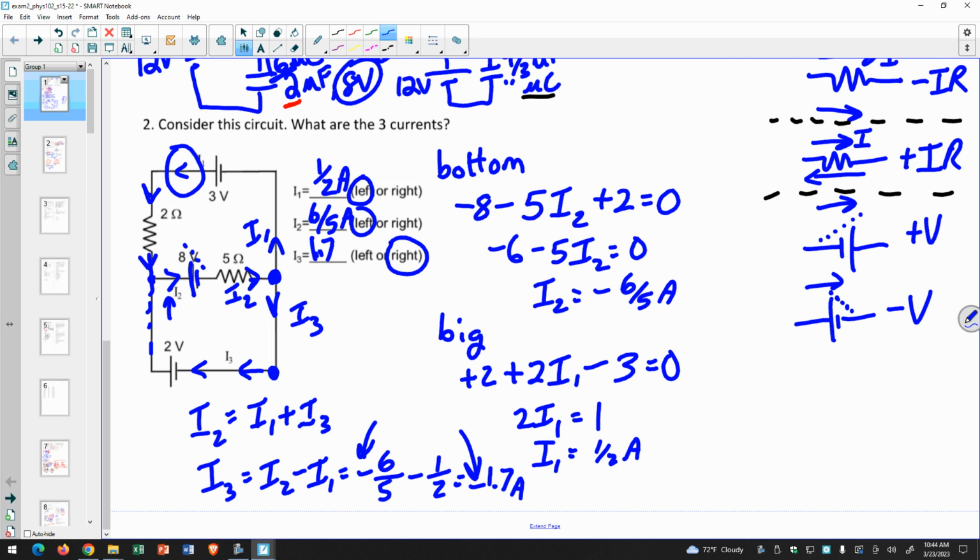So that's multi-loop circuits. I mean, there's really no trick to them. That's sort of what they are. I can have different numbers, and you might use different loops and what have you, but that's what they are. Does that help a little bit? Need practice with it, as with all things. Practice is really important.